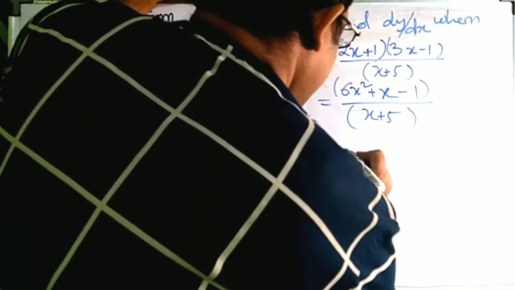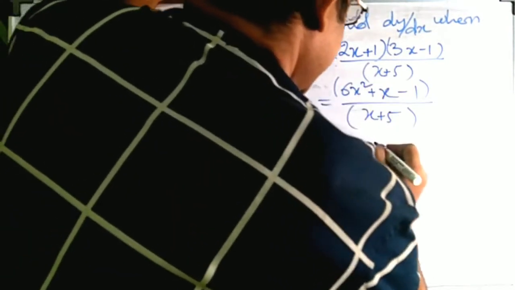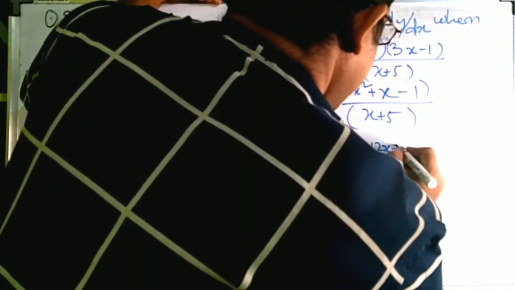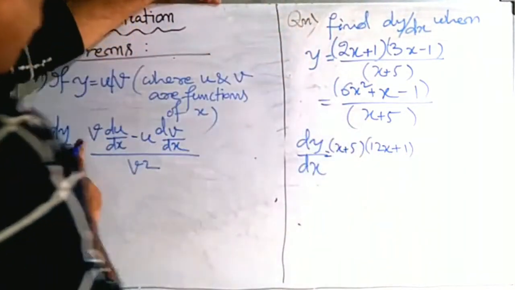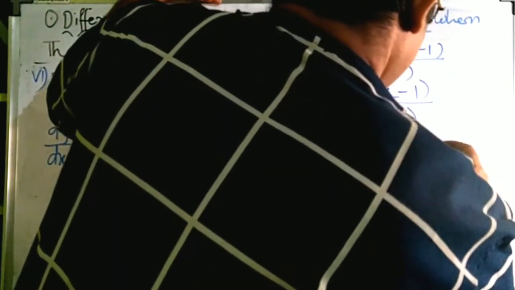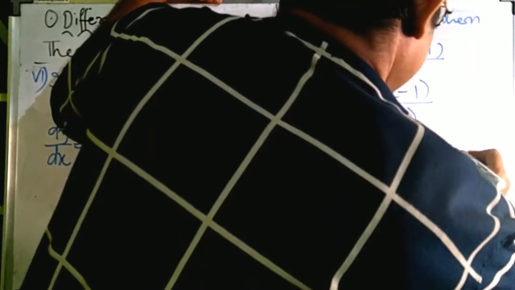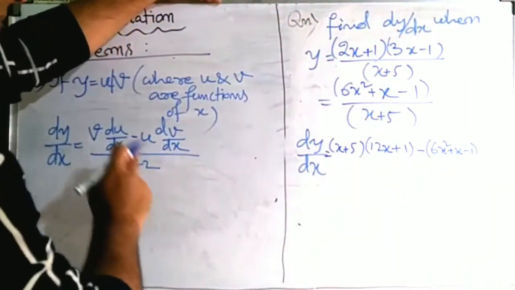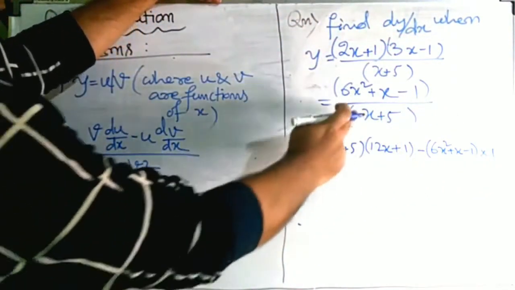Okay, then we will write directly the differentiation: dy by dx is equal to v du by dx. You write v, x plus 5, du by dx. Directly I am writing now: 12x plus 1, minus u dv by dx, u which is equal to 6x square plus x minus 1, times dv by dx, where dv by dx is 1, since the x plus 5 derivative is 1, whole divided by v square. V is our x plus 5 whole square.